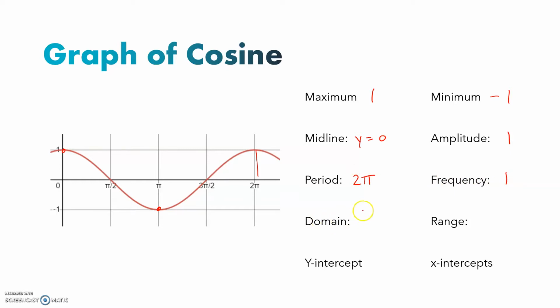The domain is still just like with the sine function. It's still going to be all real numbers. And the range is still going to be the same. It's going to be -1 to 1. All of those are exactly like the sine function. The only difference is the y-intercept and the x-intercept.